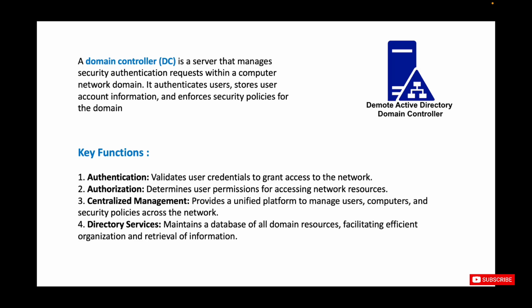The key function is commonly authentication. When you put in your username and password, it validates the user credentials to grant access to the network. Then authorization happens in the backend, which determines the user's permissions on network resources. Let's suppose you log in to your machine, but your user is not part of, say, the admin group. Then you may not be able to do some tasks which an admin can do. That is authorization.